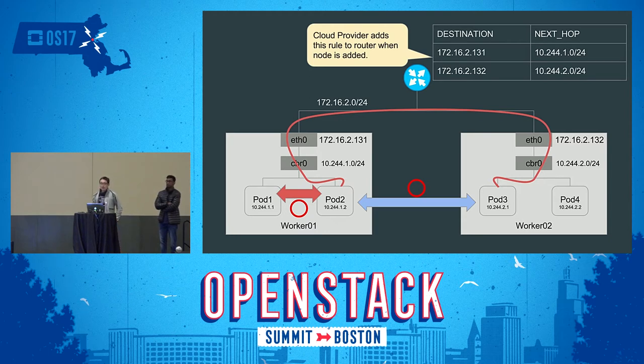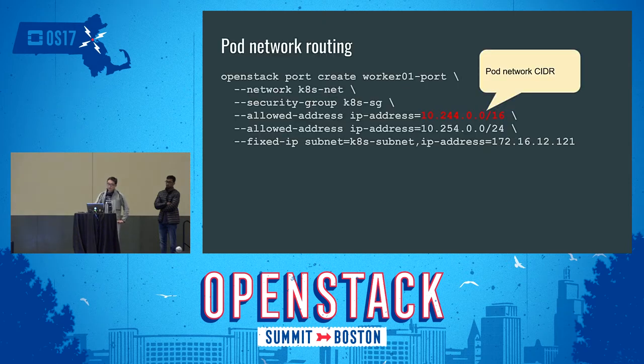In this slide, the worker 01 node has the 10.244.1.0 network, and the worker 02 node has the 10.244.2.0 network. So pod 2 can connect to pod 3 using this rule. But one notice: to enable this routing, we must add the allowed address option to the Neutron port. Neutron knows the IP address of the VM and, by default, drops packets which have an incorrect IP address to protect against IP spoofing. Due to this protection, a packet having a pod IP address will be dropped. That's why this allowed address option is needed for the Neutron port.